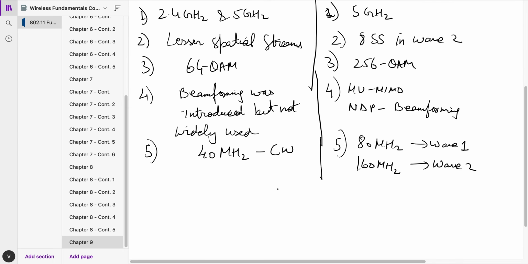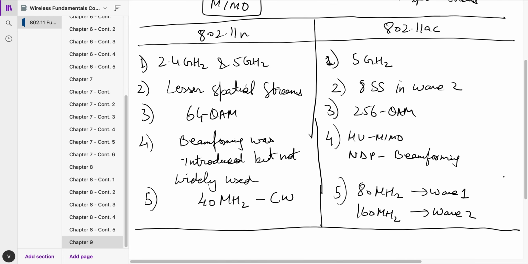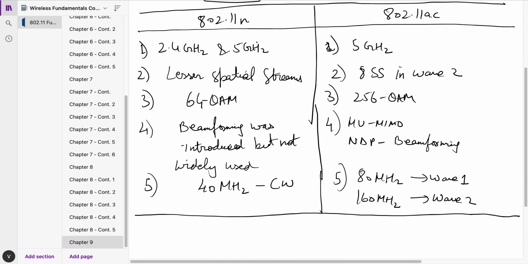Cool. So these are some basic differences between .11n and .11 AC. We're going to talk about all of them in the coming videos.